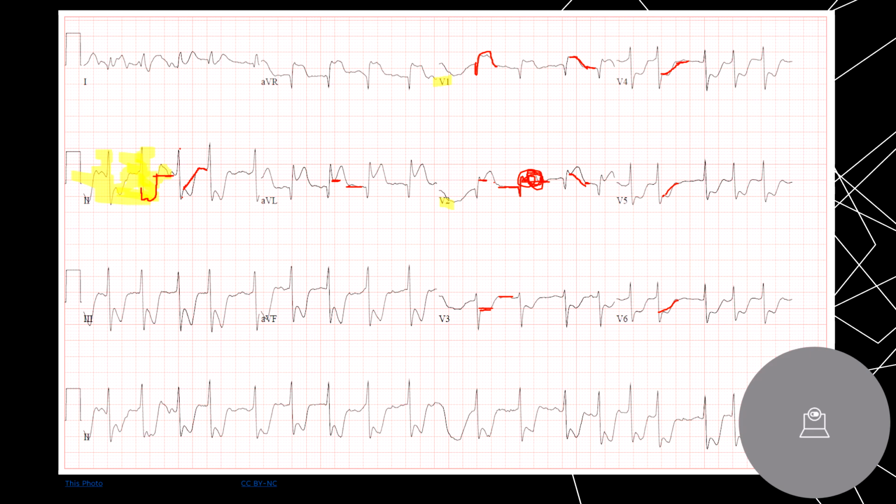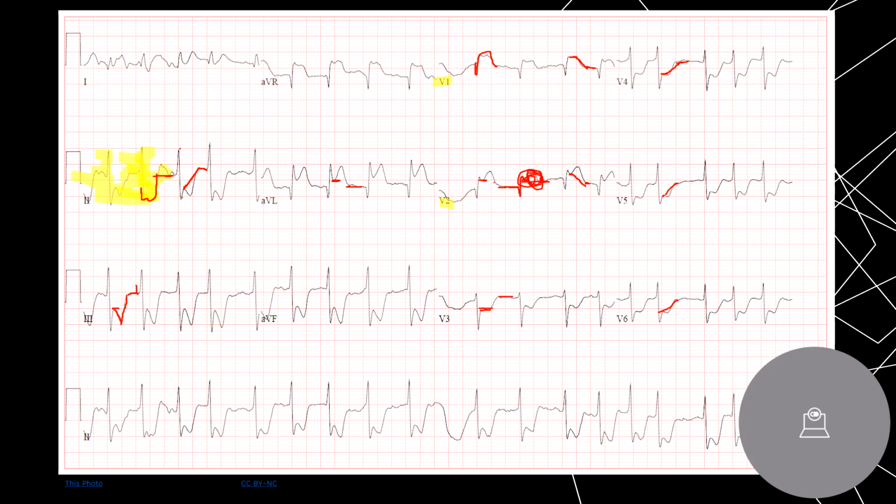And then you could go lead 3, right? But look at the other complexes that are cleaner. Like that's just not a thing. This is baseline. This is your T. All right. If there was a hump here, then I would be like, this is an RSR. Like this is just a bundle branch block, but it's not. There's a clear baseline and a T wave.